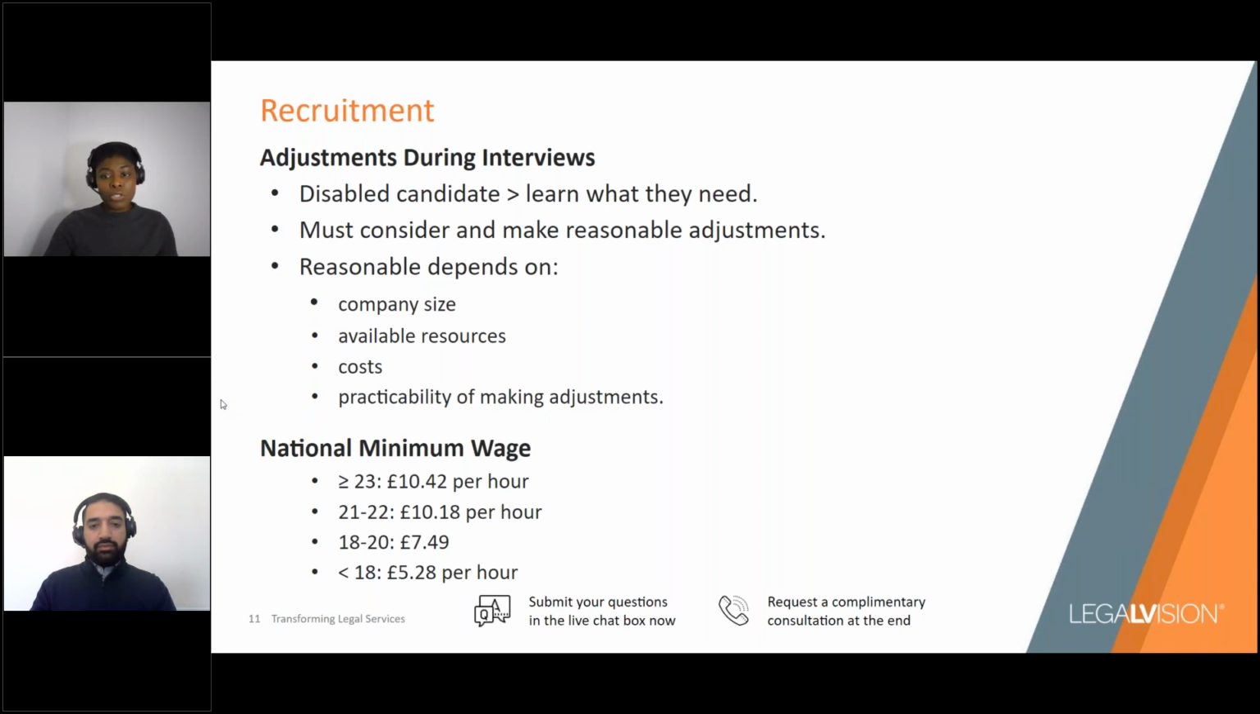And those under the age of 18 should not earn lower than £5.28 per hour, and apprentices are on the same rate as well. If you've hired an employee already and they were on national minimum wage last year, I would highly recommend that you revisit their contract and ensure that you update the rates to meet the national minimum wage as it has been changed right now.